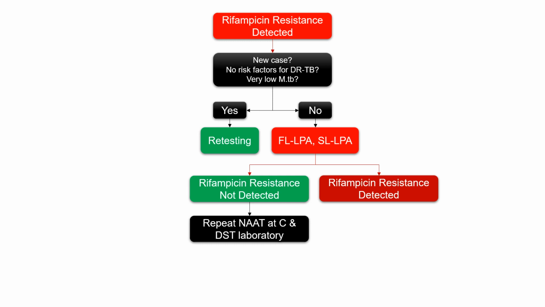But suppose if rifampicin resistance is detected here, 2 times rifampicin resistance has been detected, so this is a confirmed case of drug resistant tuberculosis. So we have to take the patient as a case of drug resistant tuberculosis and treat him appropriately as a case of drug resistant tuberculosis.